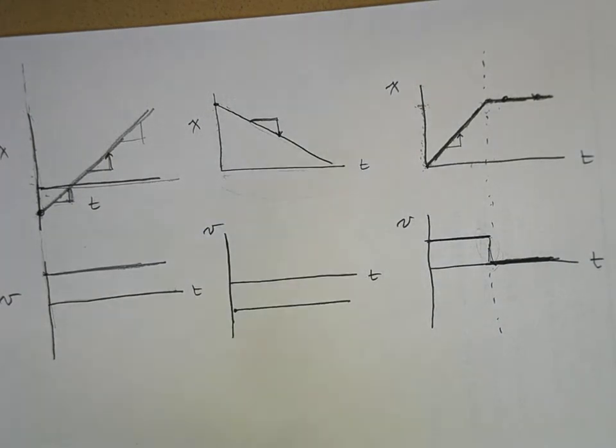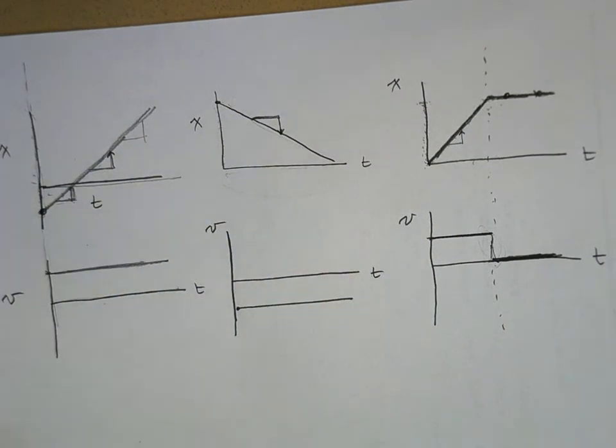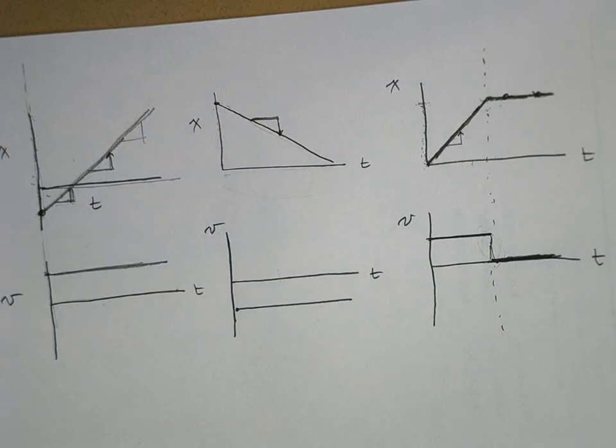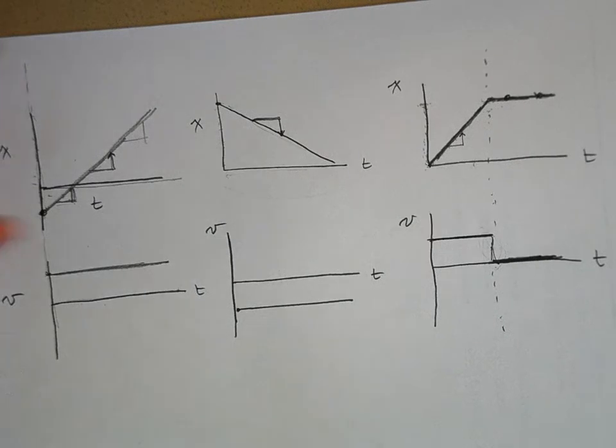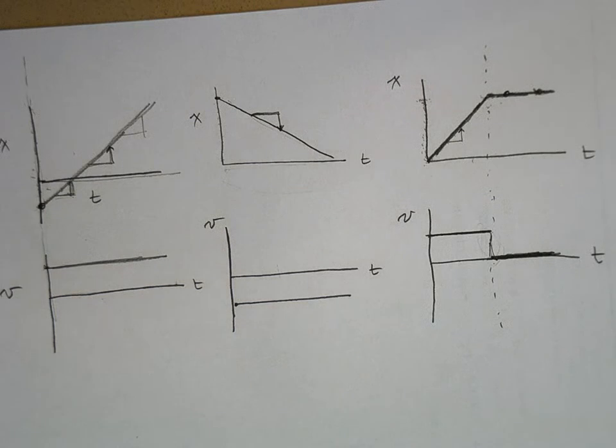So these are kinematic stacks. You have position as a function of time. You draw one on top of the other, and on the worksheet, I'm going to give you some position versus time graphs, and I'm going to expect you to draw the velocity versus time graphs. Some of them are going to be qualitative like this, but some of them are going to be quantitative.